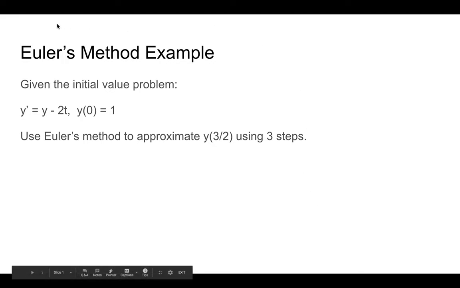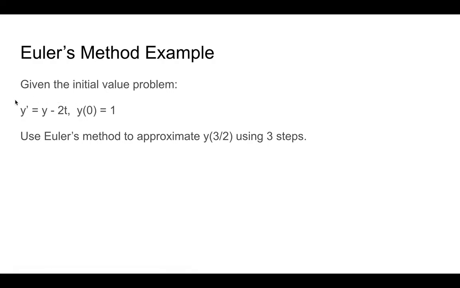So for this example of Euler's method, we'll be using the differential equation y' = y - 2t with the initial value y(0) = 1. We are going to use Euler's method to approximate y(3/2) using 3 steps, and these steps will be of equal length.